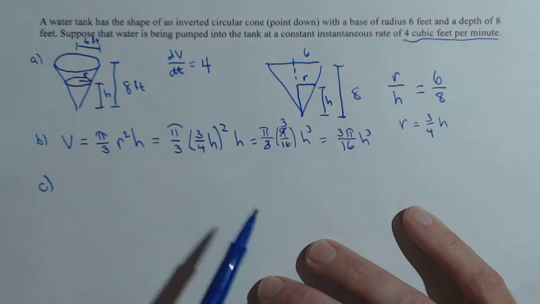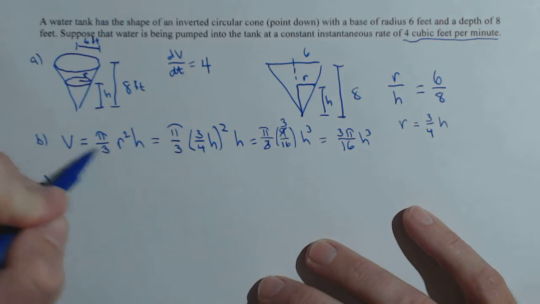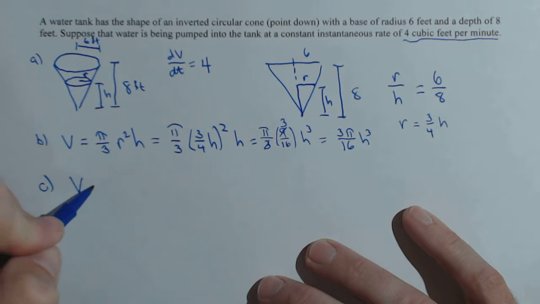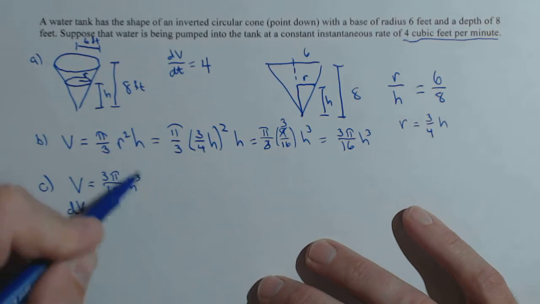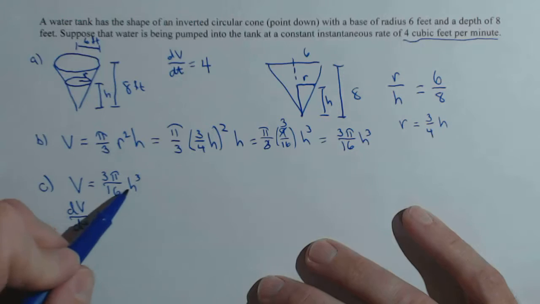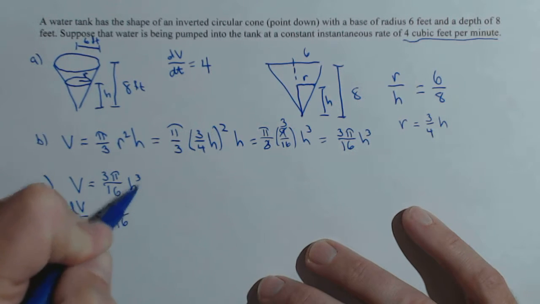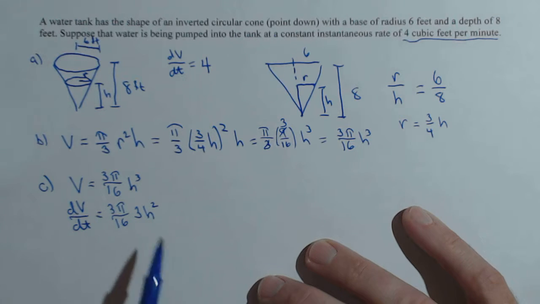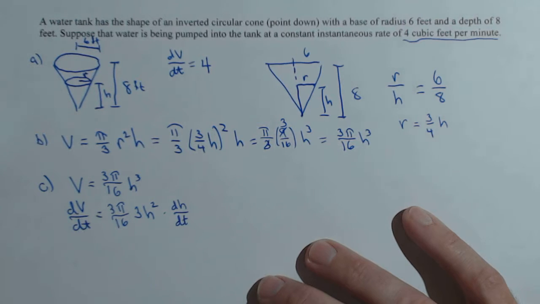What that allows us to do is now get a relationship between the rate the volume is changing and the rate the height is changing. So we're going to differentiate both sides. Let's rewrite this so we can see this: V equals 3 pi over 16 h cubed. So the left-hand side becomes dV/dt. That's the derivative of V with respect to time. Over here, this is going to be a power rule, and then a chain rule involved. So just think of it as a power rule at first. So 3 pi over 16, now here is our power rule, 3h squared, the derivative of h cubed. Now we have to multiply by the derivative of the inside, dh/dt.